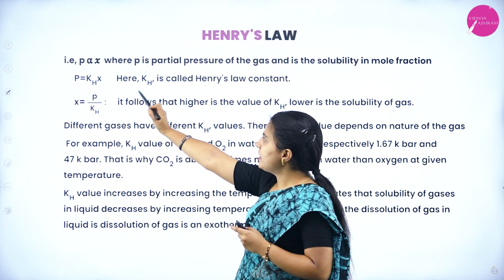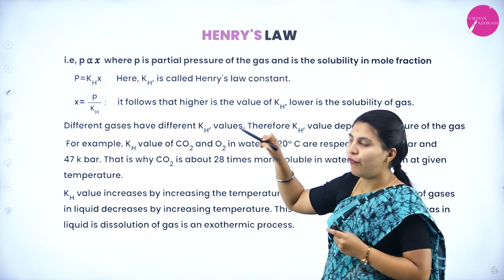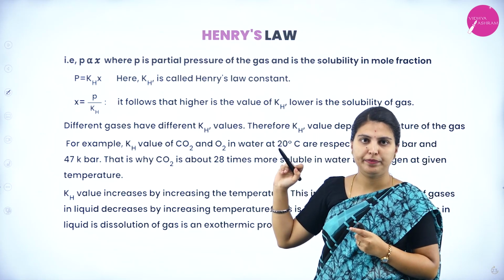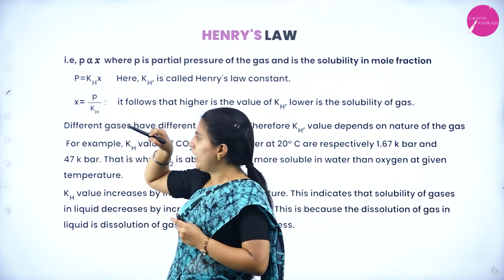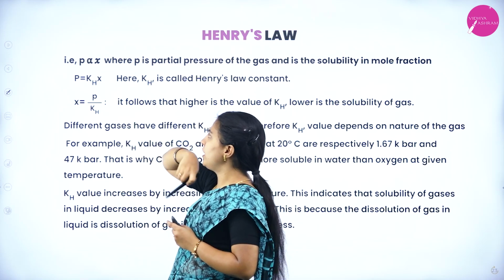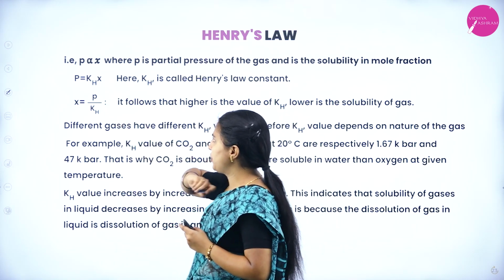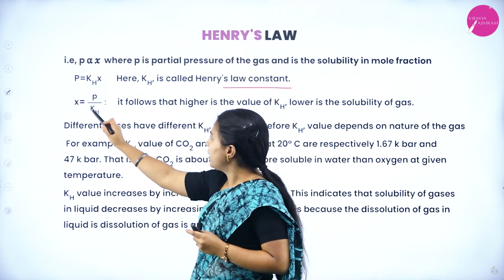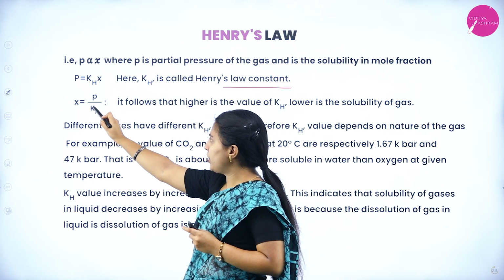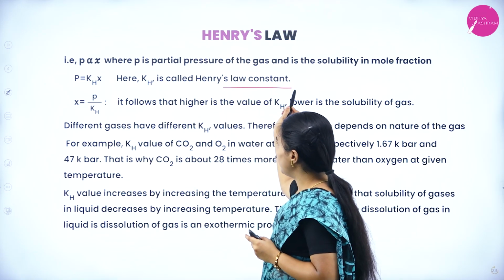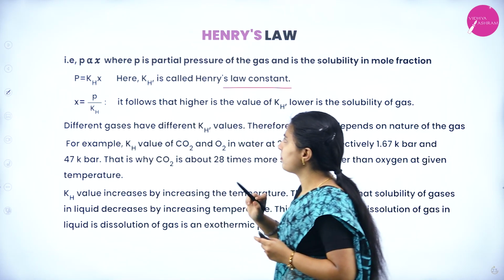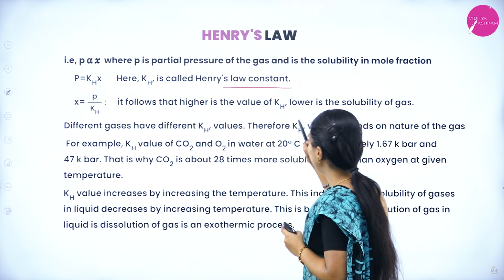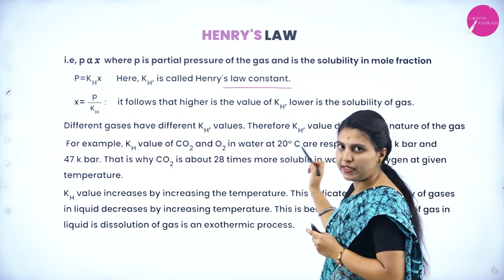So, P is directly proportional to X, where P is the partial pressure of the gas and X is the solubility in mole fraction. Due to the proportionality constant, one constant will also be introduced, that is KH. KH is nothing but Henry's law constant. So, what are they stating? X is directly proportional to the partial pressure of the gas and inversely proportional to Henry's law constant. It follows that the higher the value of KH, the lower the solubility of the gas.